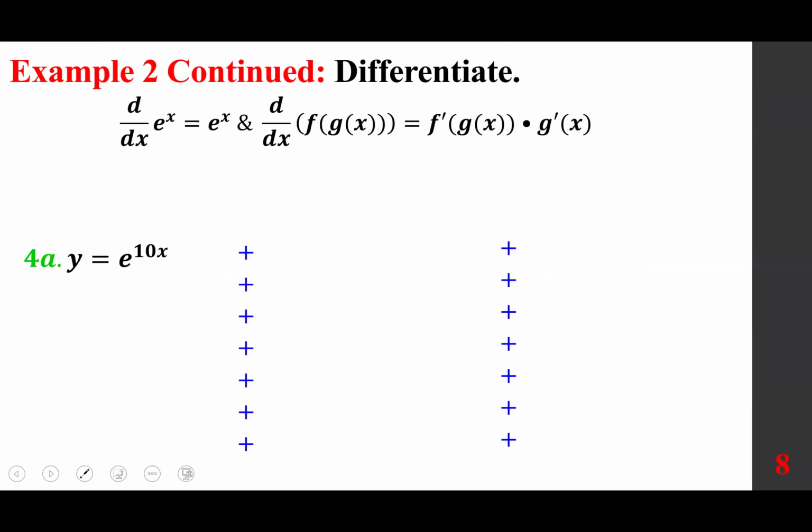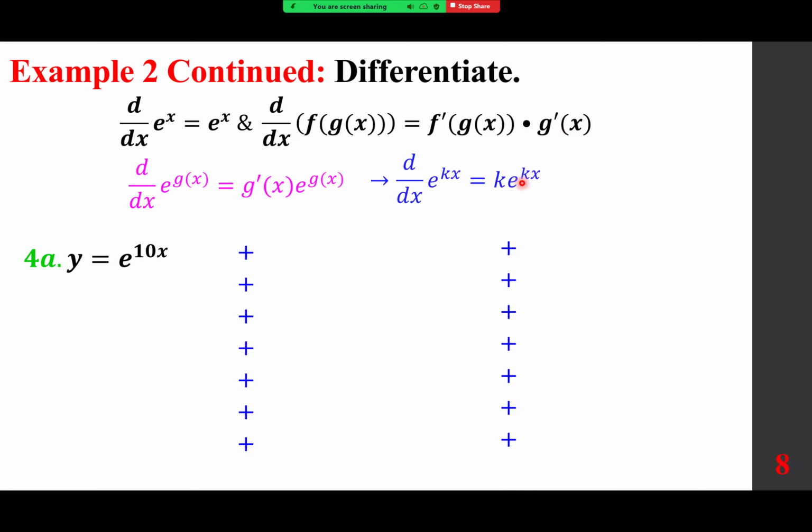Now, we remember the derivative of e to the power of x is e to the power of x, and the derivative of f of g of x is f prime of g of x times g prime of x. And we want to differentiate y equals e to the power of 10x. In this case, the exponent is no longer x, but rather a function of x. You can think of it as g of x. So the derivative of e to the power of g of x, therefore, is itself times g prime of x. This is by the chain rule. Therefore, the derivative of e to the power of kx is e to the power of kx times k. And we put it in front.